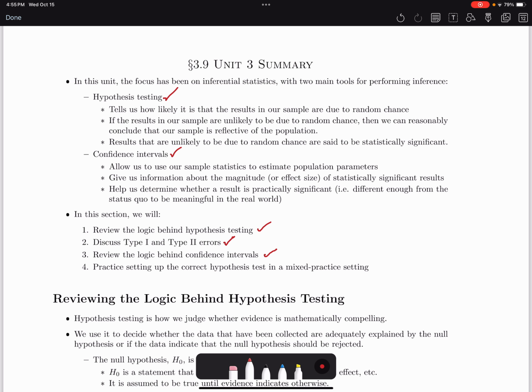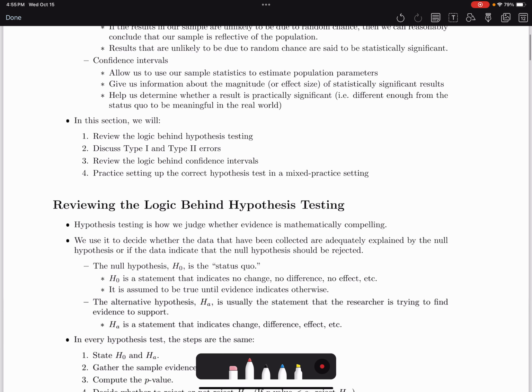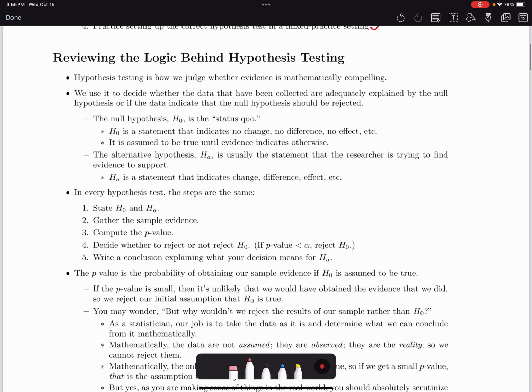And then once we've done that, I just want to practice setting up some hypothesis tests in a mixed practice way, because it's one thing to be able to run a hypothesis test when you know that every hypothesis test you're running is a one sample proportion test. But what do you do when you're just confronted with a situation and you have to decide which test to apply? That requires a little bit of practice, and that's one of the things that we'll do in this unit. So first, let's talk about the logic behind hypothesis testing, okay?